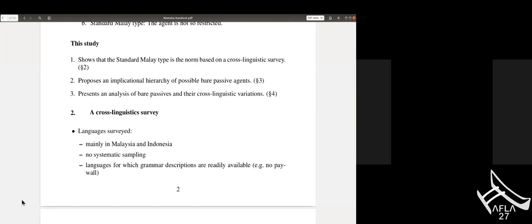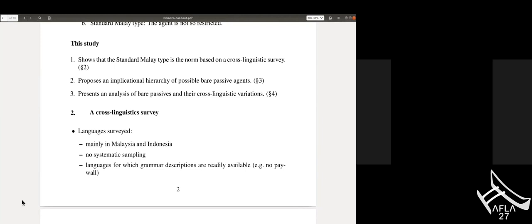We're in the section right in front of section 2. In this study, I show that the standard Malay type is the norm, based on a cross-linguistic survey. And based on the cross-linguistic survey, I propose an implicational hierarchy of possible bare passive agents. I will also present an analysis of bare passives and their cross-linguistic variations.